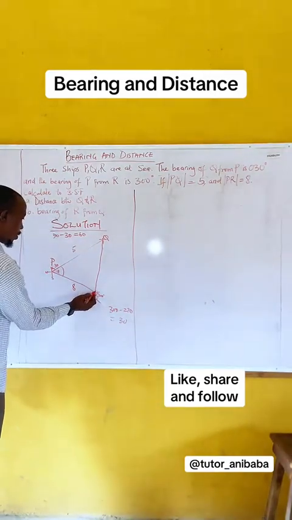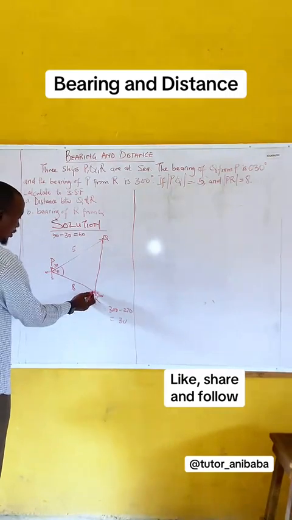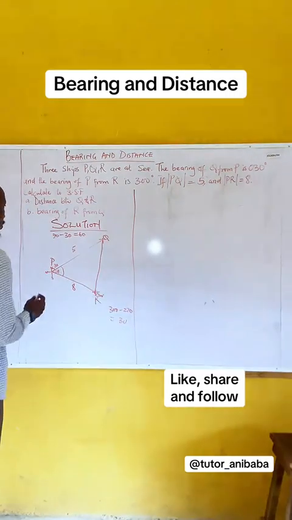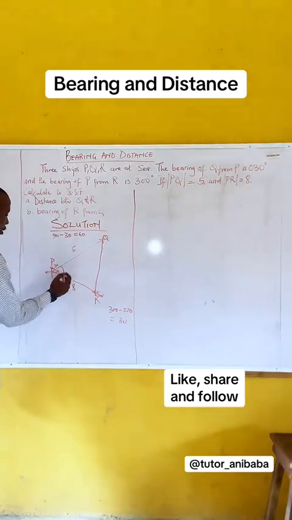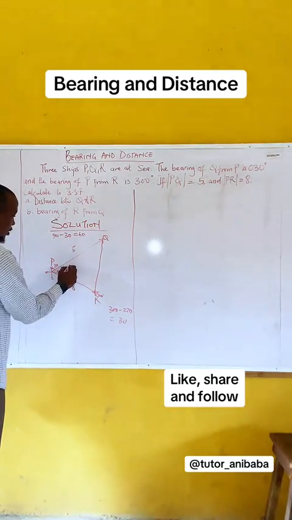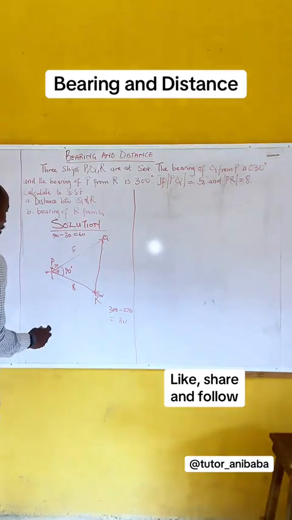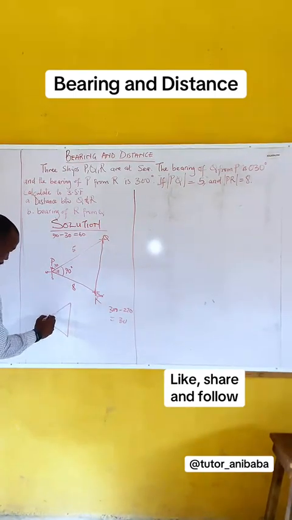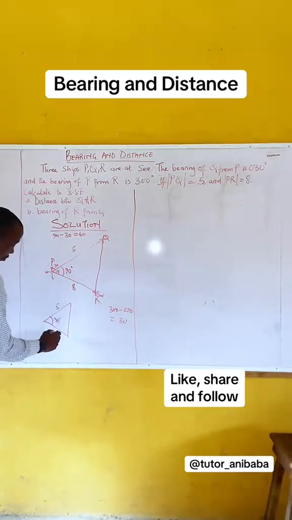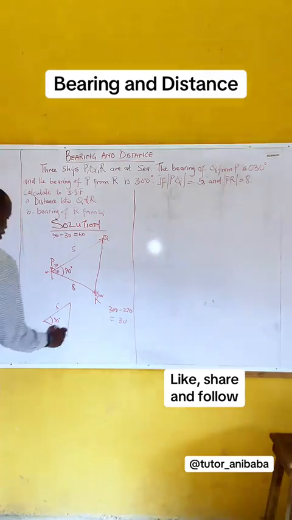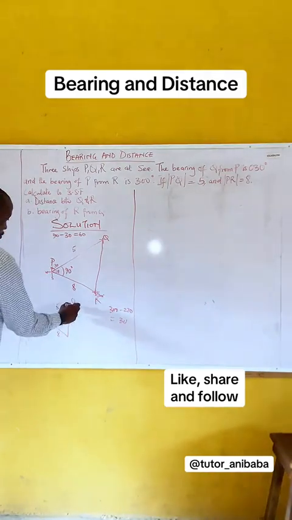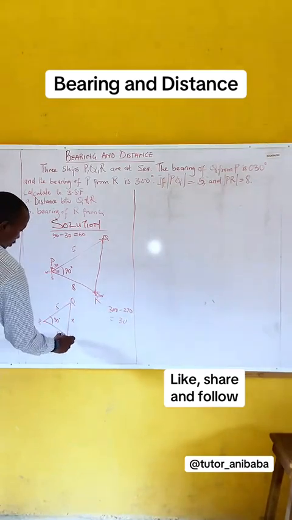So we are going to use our corresponding angles. If this is 30, then this small angle here is also 30. So we have 60 plus 30, which gives us 90 degrees. If we redraw our triangle, we have 90 degrees, we have 5, we have 8, we have X. So we have P, Q, and R.